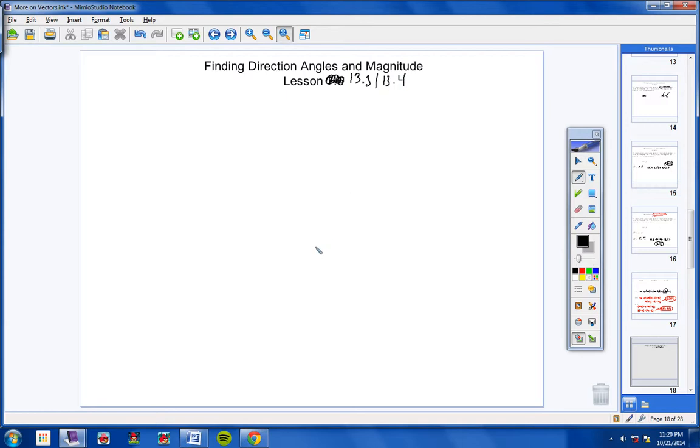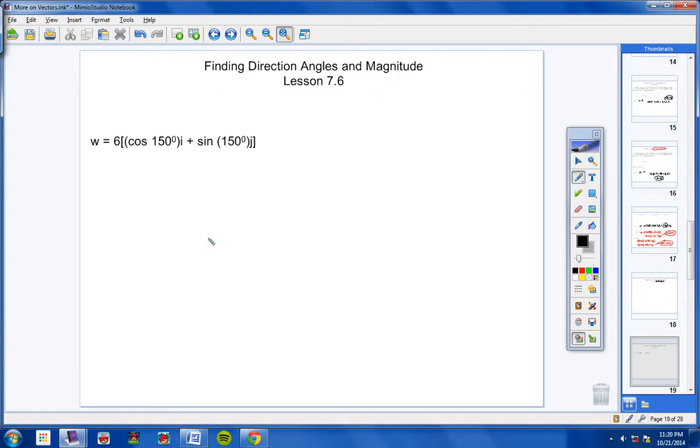Finding direction, angles, and finding magnitude. Okay, there's really no name for this. Just go ahead and write this down, okay? This is vector W. Go ahead and write this down. 6, and then a bracket, and then a parentheses, cosine of 150i plus sine of 150j.